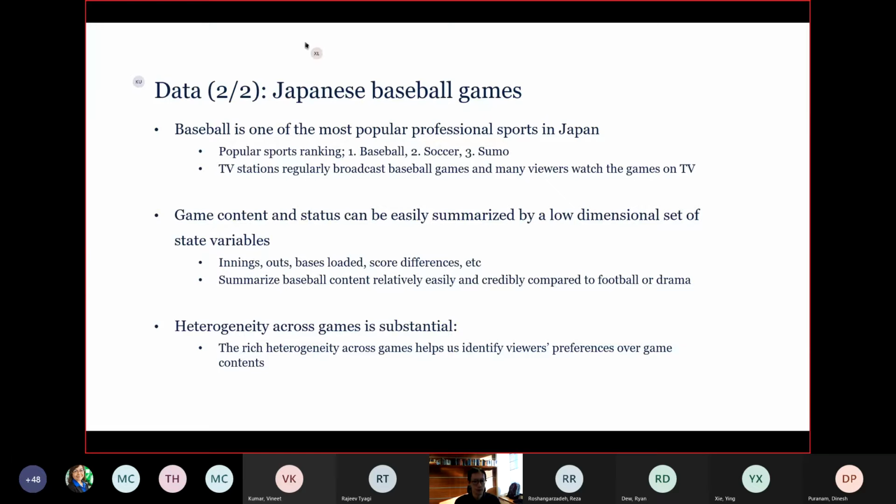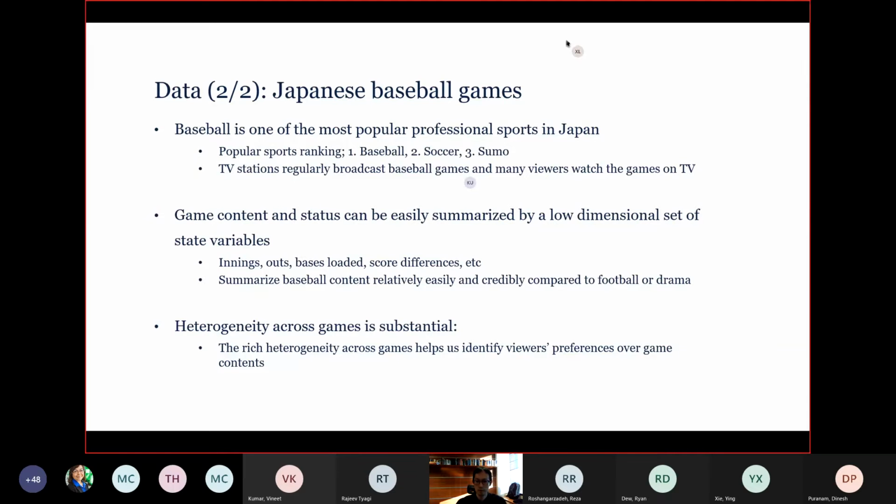That's the main part of our data set. And we combine this attention data with the Japanese baseball game data. The reason why we're going to focus on baseball is, of course, that baseball is one of the most popular professional sports in Japan. This is actually the most popular professional sport in Japan, more popular than sumo wrestling. Therefore, many TV stations regularly broadcast baseball games, and we have a lot of observations.